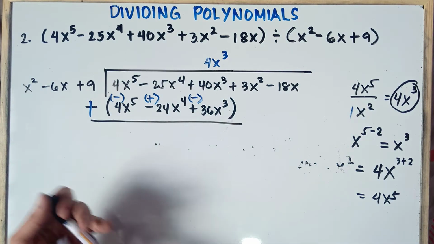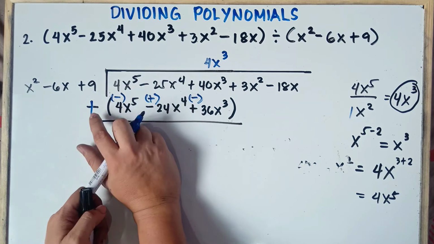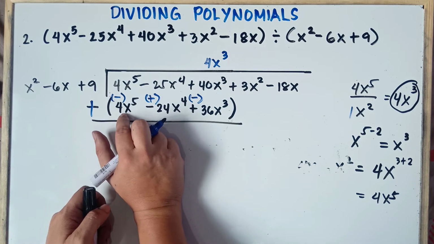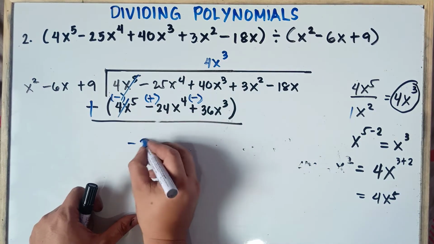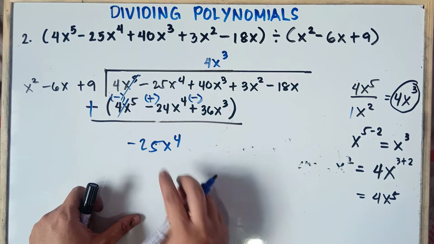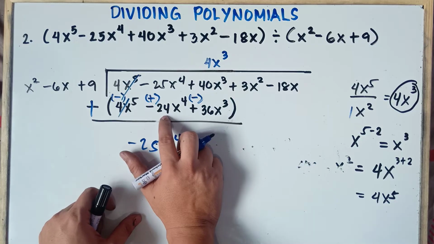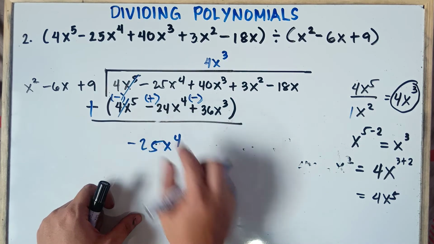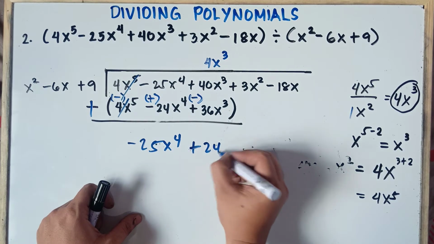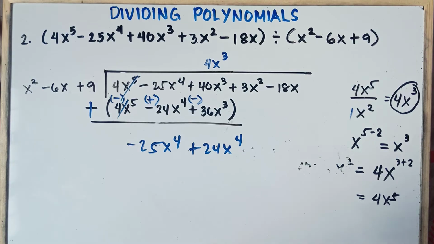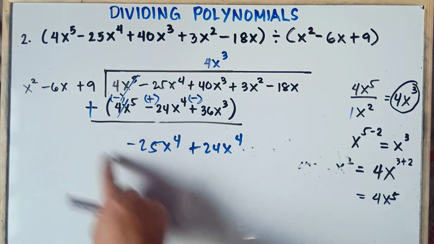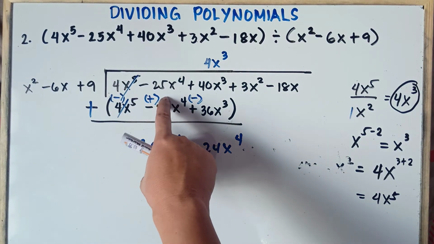Alright, and then you combine, class. So once again, we can cancel this out: 4x raised to the power of 5 plus negative 4x raised to the power of 5. We can cancel this out. Alright, and then this one, class, negative 25x raised to the power of 4. Once again, this is minus a while ago. We changed the sign of the subtrahend. So this is minus, this becomes addition. So that would be plus 24x raised to the power of 4. Do not forget that rule, class. Always change the sign of the subtrahend, then you proceed to addition. So this is minus, this becomes plus.